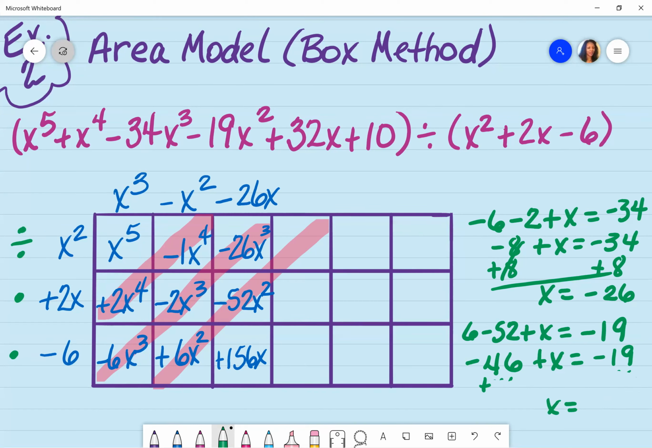And then I'm going to add 46 on both sides. And 46 minus 19 will be positive 27. So I should put a 27 here, 27x squared. When I divide 27x squared by x squared, it simply leaves me with that constant 27. So again, I'm finished with the dividing part, but I still have to multiply and fill those two boxes in. So 27 times 2 is positive 54x. And 27 times negative 6 is negative 162.